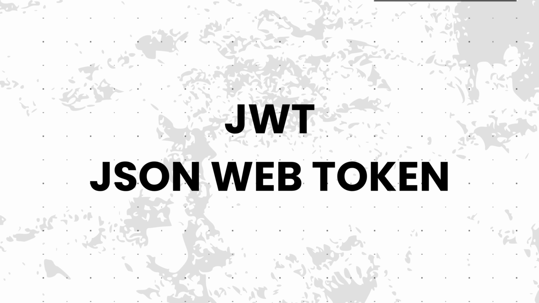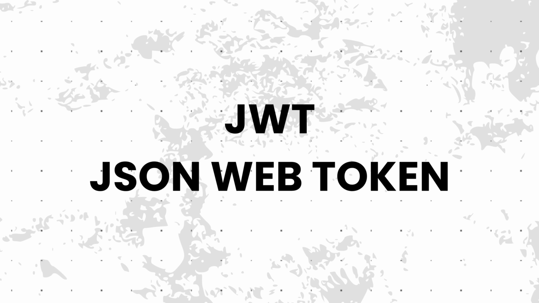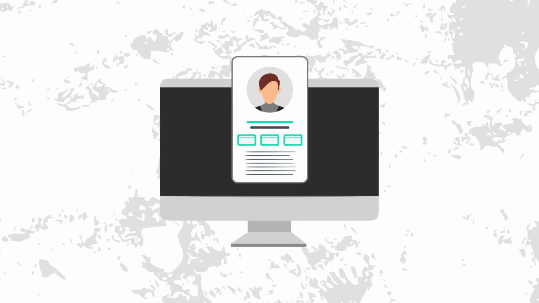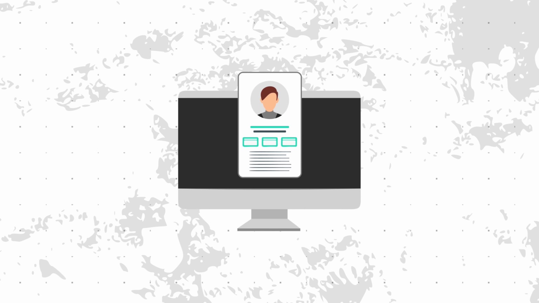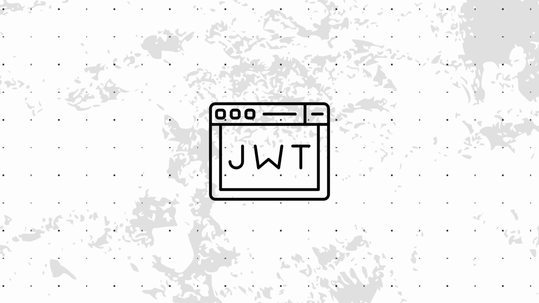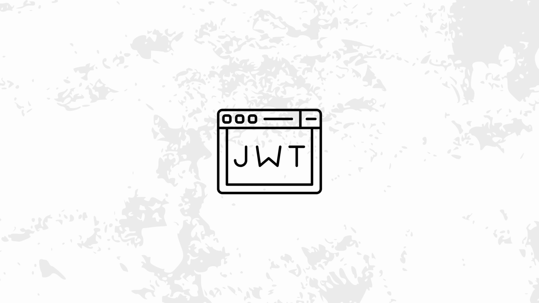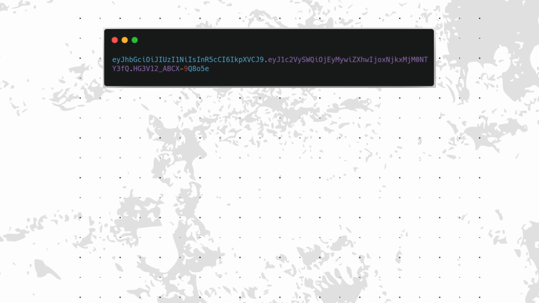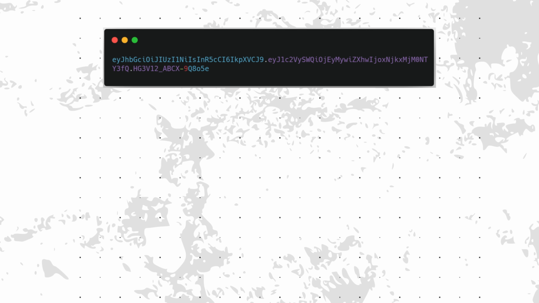JWT or JSON Web Token is a compact, self-contained way to securely transmit information between parties. It's widely used for authentication in web and mobile apps, allowing users to log in once and remain authenticated without sending their credentials repeatedly. But what makes JWTs unique? Unlike API keys, which are just static keys, JWTs contain structured information that can be verified and trusted. A JWT consists of three main parts, separated by dots. Let's break it down.